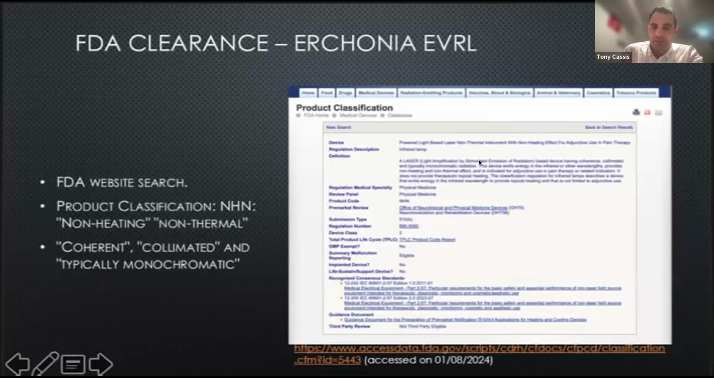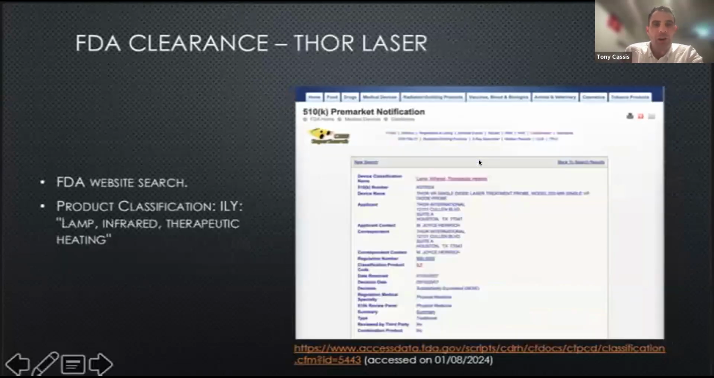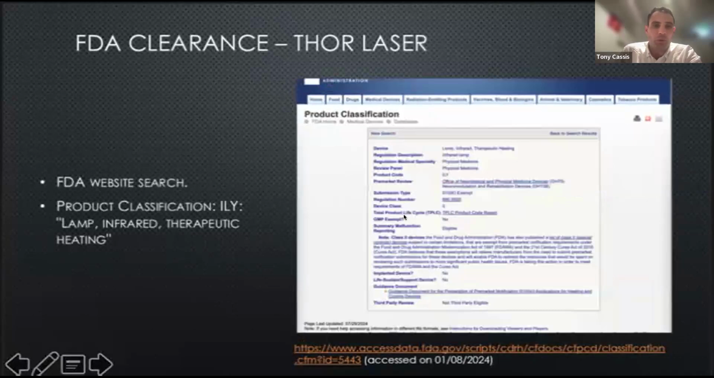Now, I just looked up one of the more common higher power lasers on the market, the Thor laser. Never used one, don't own one, don't know much about them, but its product code, most importantly, is ILY, which, if you look at it, is a lamp: an infrared, therapeutic heating lamp. So this particular device's FDA approval for therapeutic benefit is as a heating element, right? So effectively, you could argue it's no more than a glorified heat lamp.